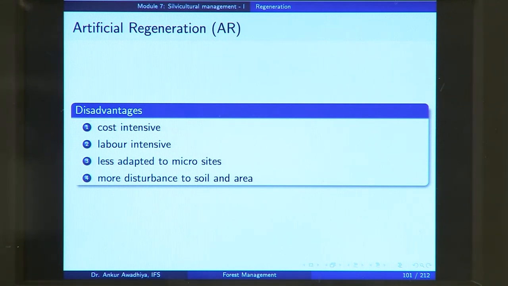But with all of these techniques and with all of this knowledge, now you can select which technique is the best suited for your species or for your area. So, in this lecture, we had a look at what is regeneration, how do we do regeneration, the kinds of regeneration, and what are the advantages and disadvantages of each and every one of these techniques.